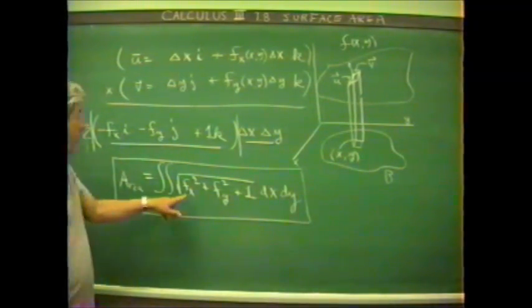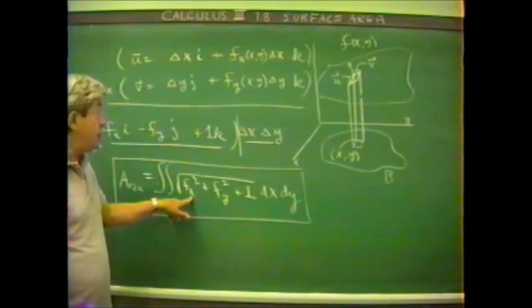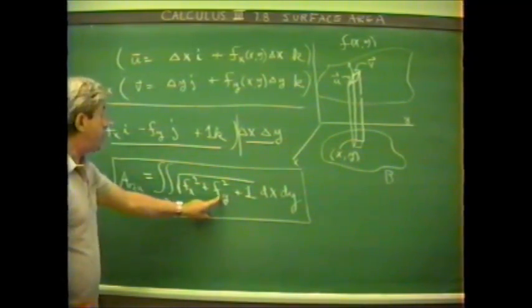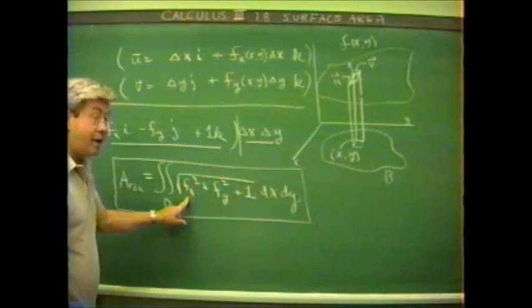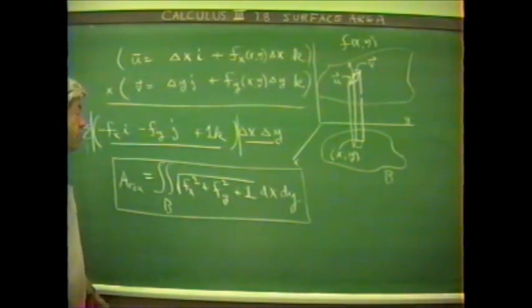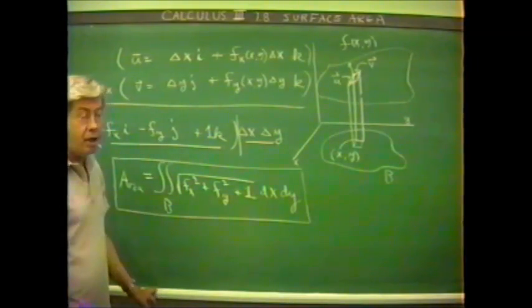Right? Now, under most circumstances, this is not an easy integral to evaluate, because when you take a function f, take its partial with respect to y squared, take the partial with respect to x squared, add 1, take the square root, you don't end up with anything that's particularly easy. However, in some instances you do.